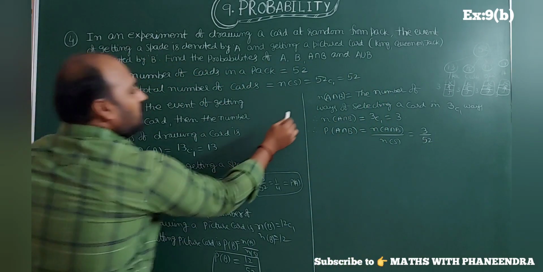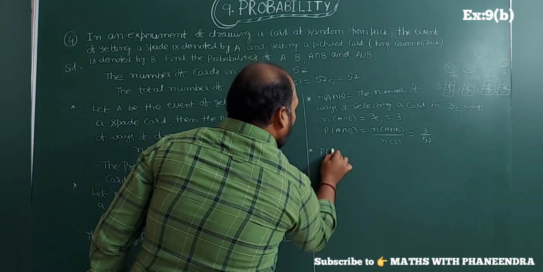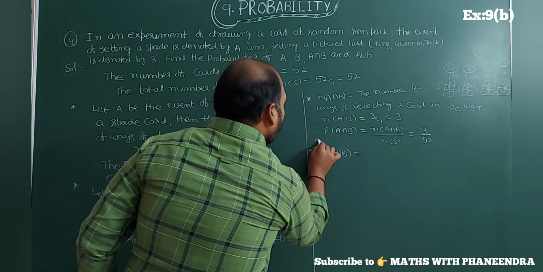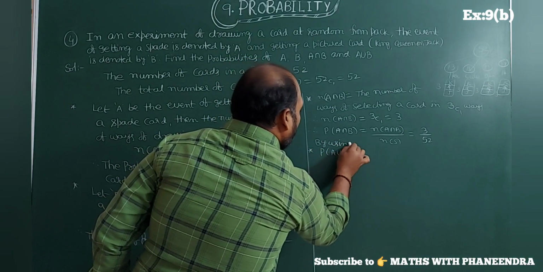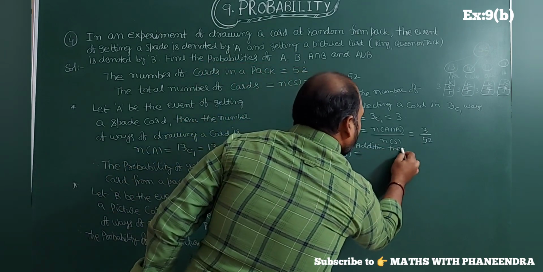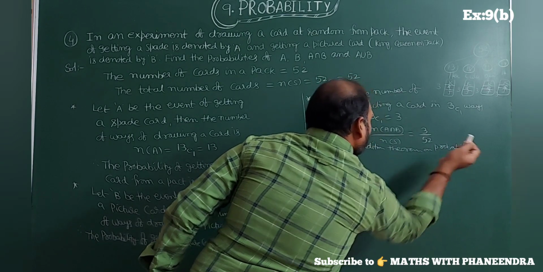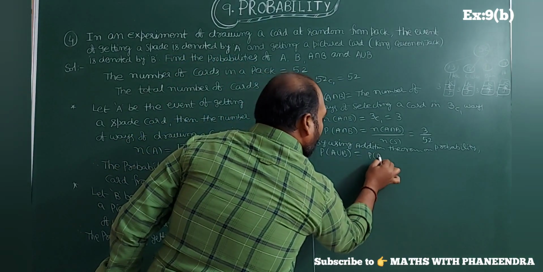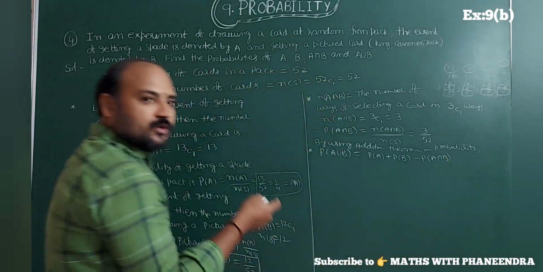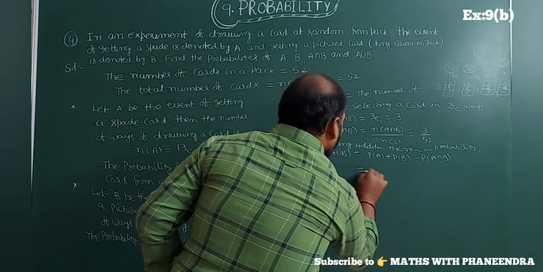So last one, this is the third category: A union B, the probability of A union B. So P of A union B is equal to, by using addition theorem on probability, P of A plus P of B minus P of A intersection B. So this is the statement of addition theorem on probability. So what is P of A?